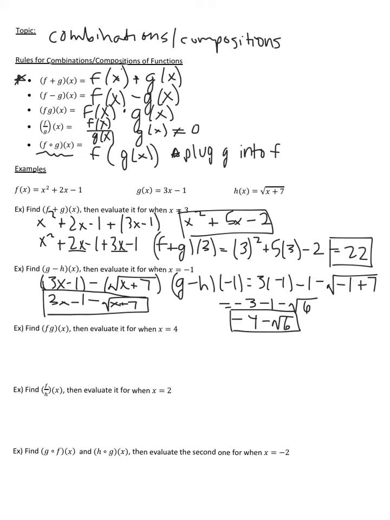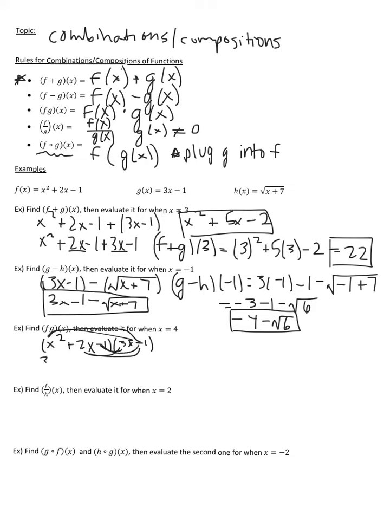Alrighty, now f times g of x, so then we're going to have x squared plus 2x minus 1 times g, which would be 3x minus 1. So here we have a trinomial, a quadratic, times a binomial, and we just need to FOIL this. But FOIL is a little bit weird when it's 3 terms times 2 terms. We're going to take every term here times every term there. So I'm going to do x squared times both, then 2x times both, and then negative 1 times both.